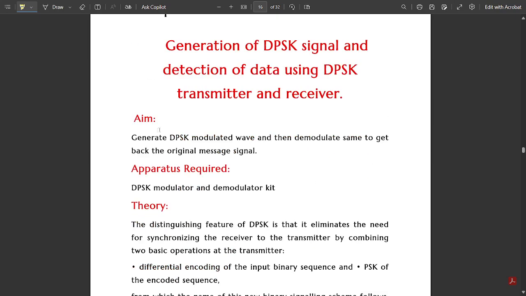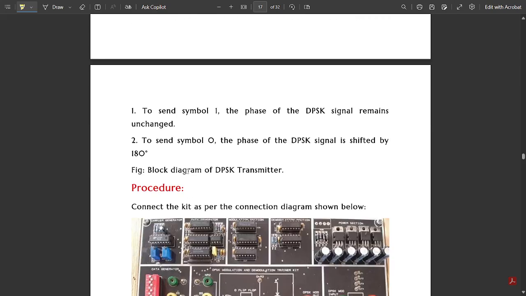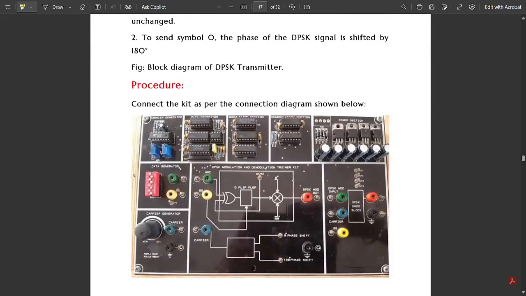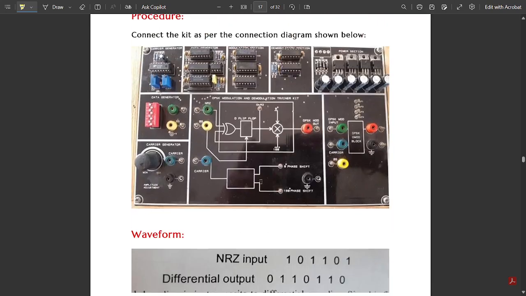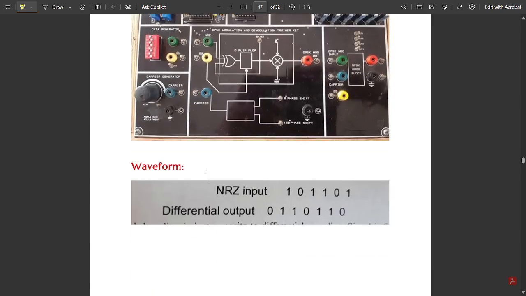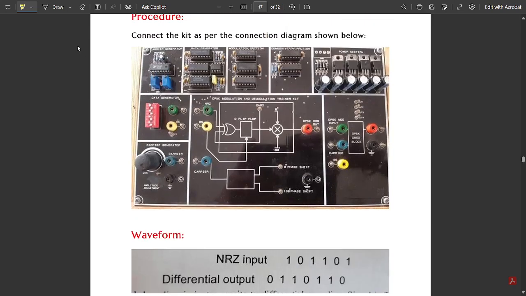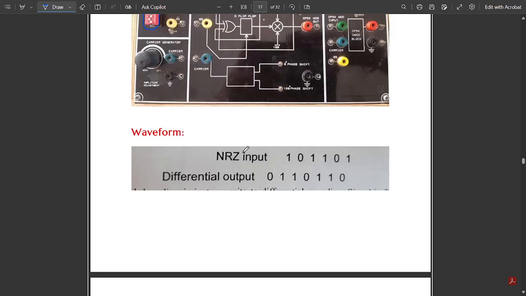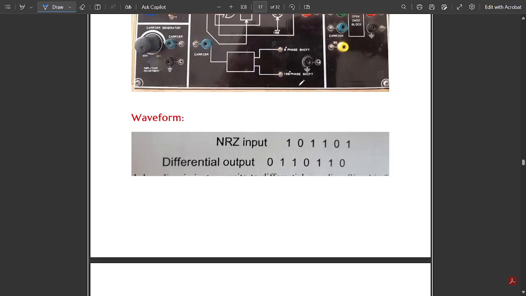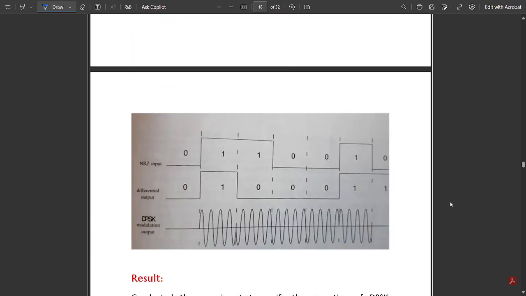Next is DPSK. Aim, apparatus, theory, all of them. This is basically the DPSK transmitter kit, where you should be setting the binary values, 1 and 0, using these switches, according to whatever the question is given. For that, you should set the values and check for the waveforms.